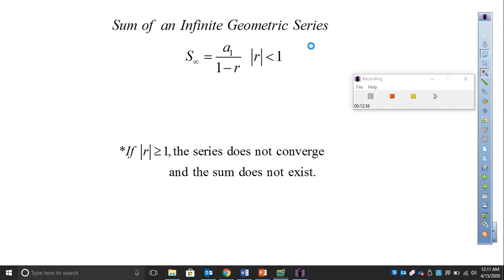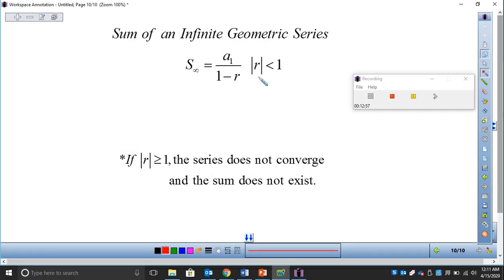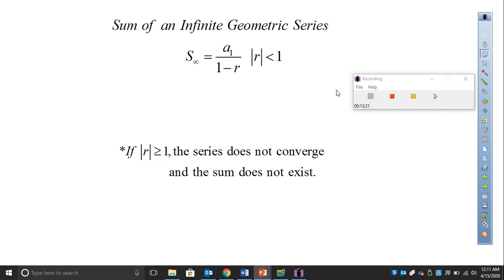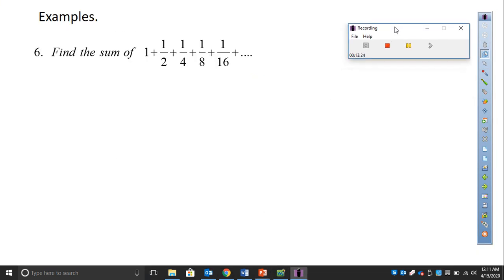But the key here, normally we don't talk about this too much, but the key here is this right here. The absolute value of the ratio has to be less than 1. If it's not, then the series does not converge and you cannot have a sum. It does not exist. So you have to have a ratio that is less than 1, whether it be a fraction or a decimal. It has to be less than 1, otherwise the sum of the infinite series does not work. So let's do a couple more examples here.